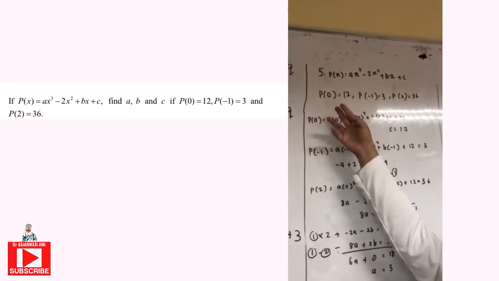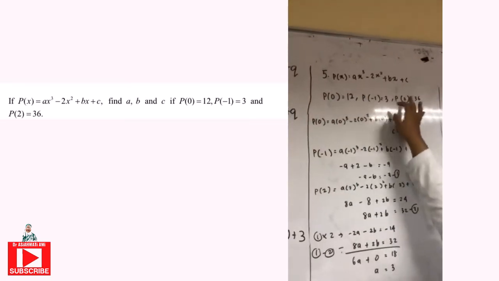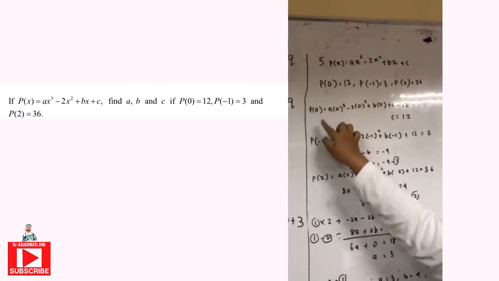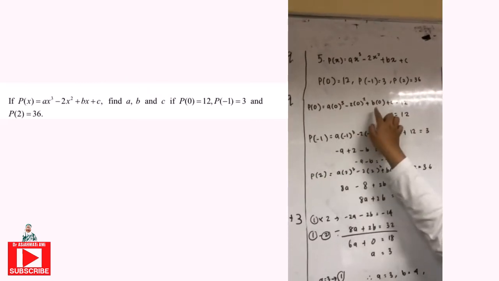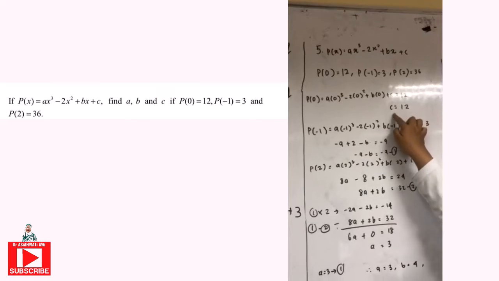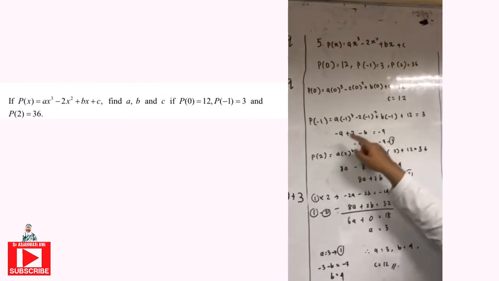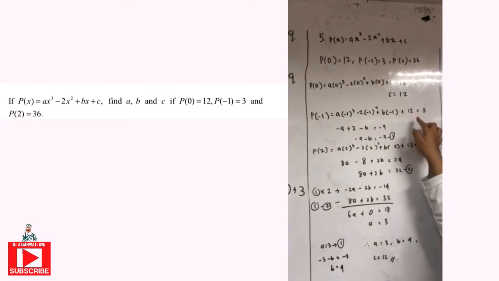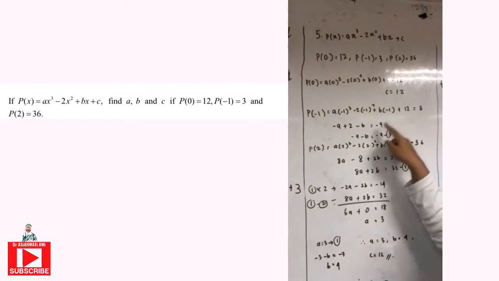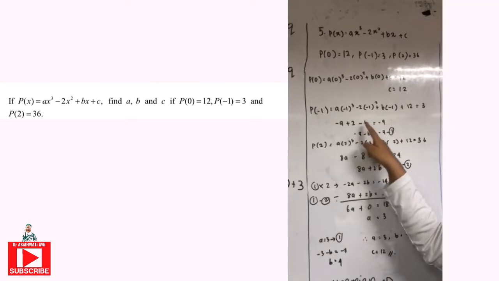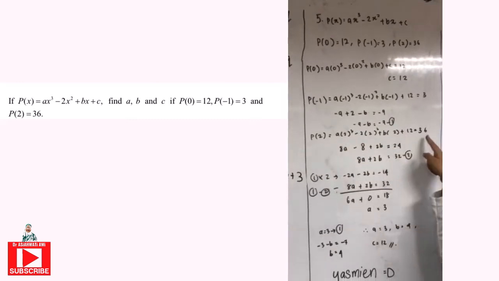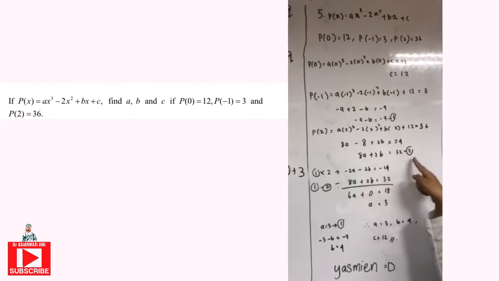Soalan 5 polinomial dia dah bagi yang ini. Lepas tu dia bagi yang ni juga. So kita masukkan je 0 ni dekat X tu equals to 12. Nanti akan dapat terus C sama dengan 12. Yang ni pun masukkan negatif 1 dekat X. And then akan dapat sama dengan 3. Akan dapat equation ini. Lepas tu yang 2 ni pula masukkan kat setiap X ni sama dengan 36. Akan dapat equation yang kedua.